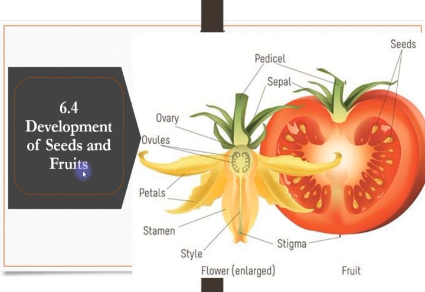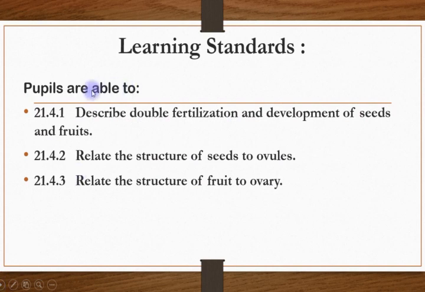Continue our lesson today with 6.4, the development of seeds and fruits. Let's look at the learning standards you have to cover today. There are three. The first is to describe double fertilization and the development of seeds and fruits. Later we will do a short revision on double fertilization. The second is to relate the structure of seeds to the ovules. The last one is to relate the structure of fruit to the ovary.